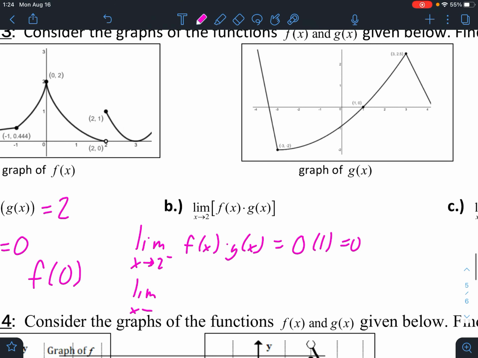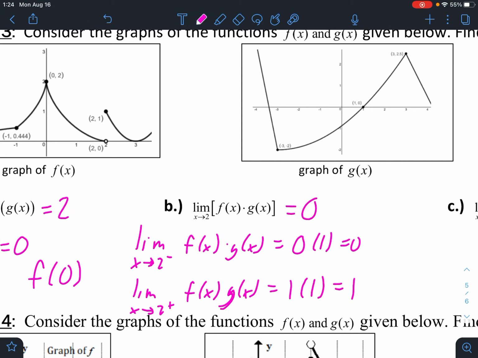So the limit as x approaches 2 from the right of f times g, the right limit of f would be 1. The right limit of g would again be 1, which is 1. So our left-hand limit of this product and the right-hand limit of this product disagree with each other. And therefore, the answer is does not exist.